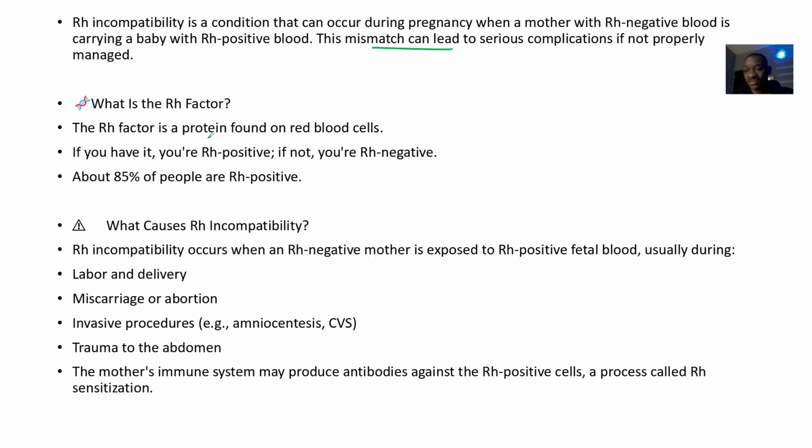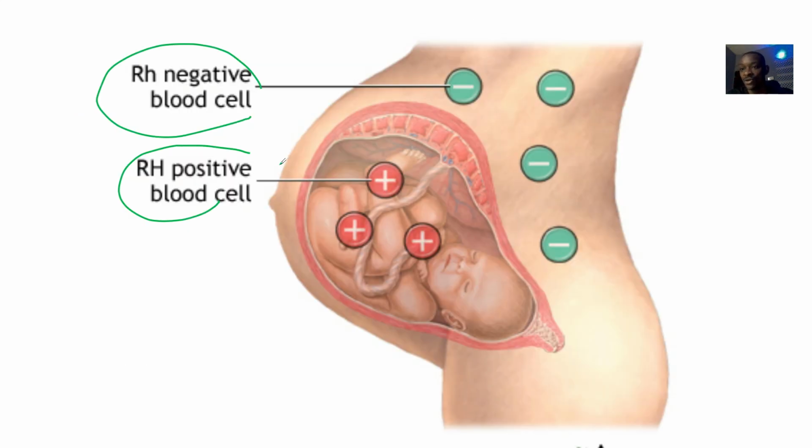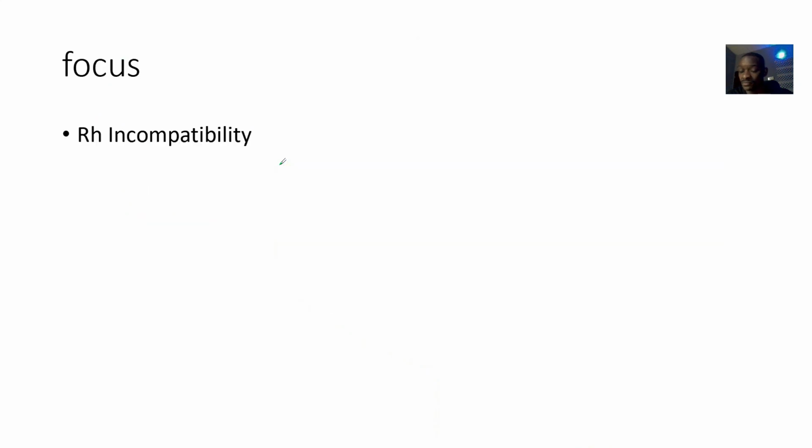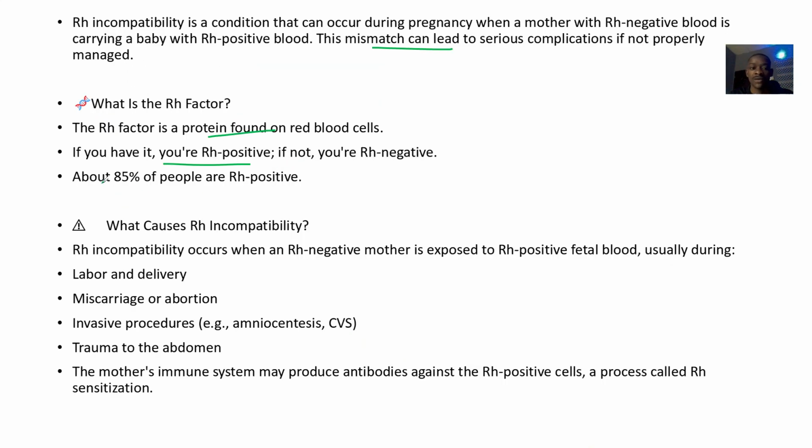Rhesus factor is a protein found on your red blood cells. Do you understand? So if you have it, you are Rhesus positive. If you don't have it, you are automatically negative. So the mother doesn't have the protein on her red blood cell. So how can the red blood cells of the mother recognize the red blood cells of the baby? There will be an issue. About 85% of people are, however, Rhesus positive. But you always do this test as parents, just to pick up issues.